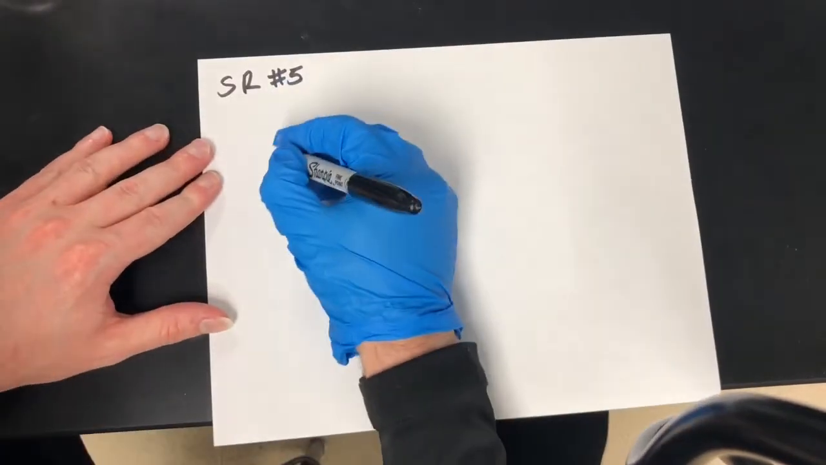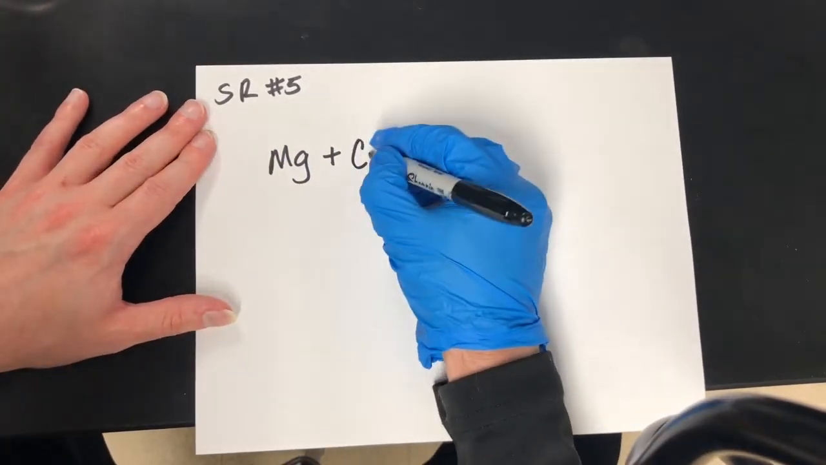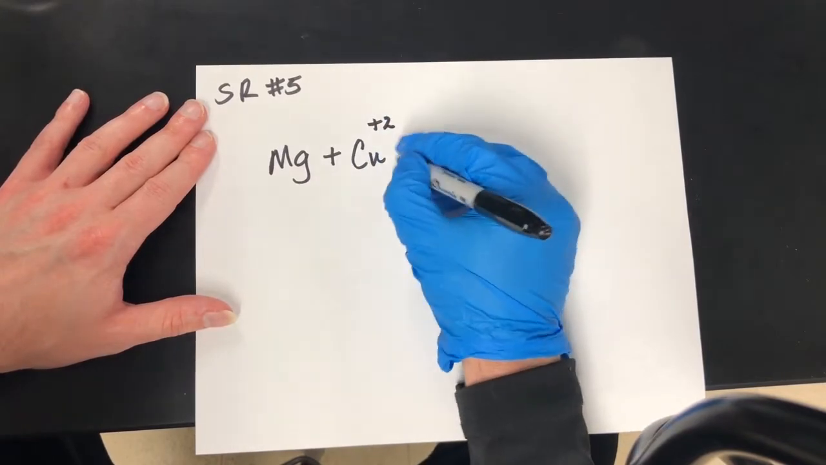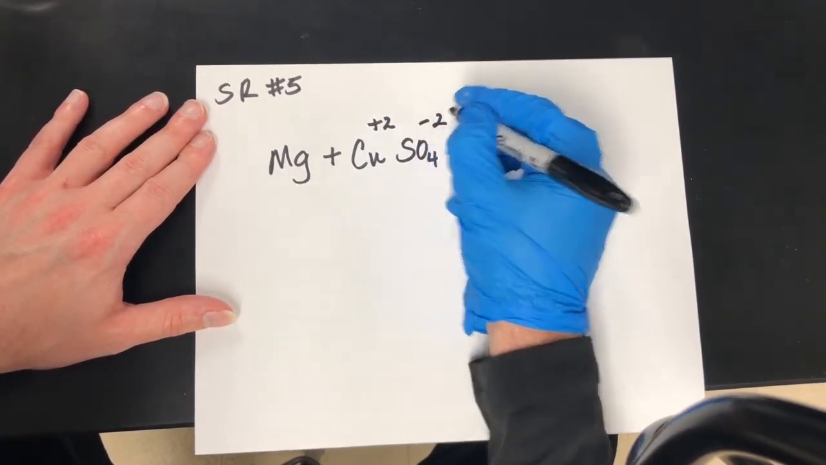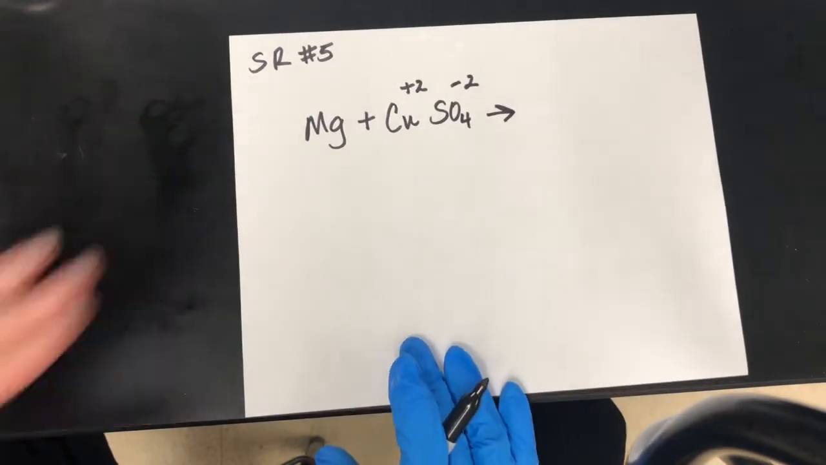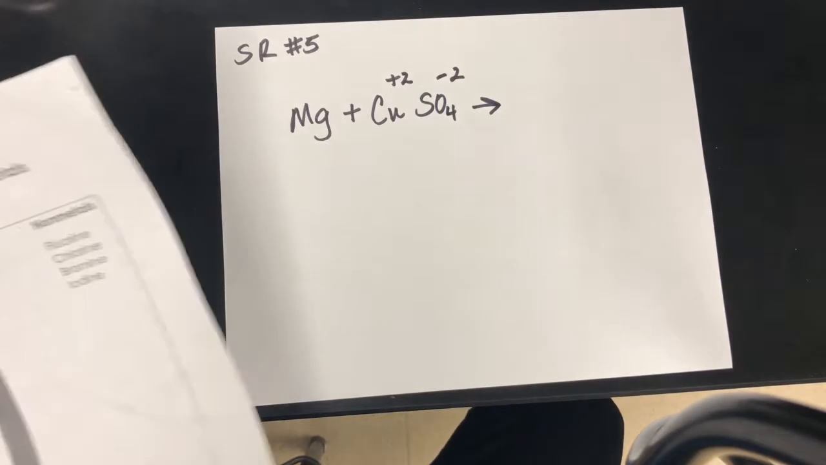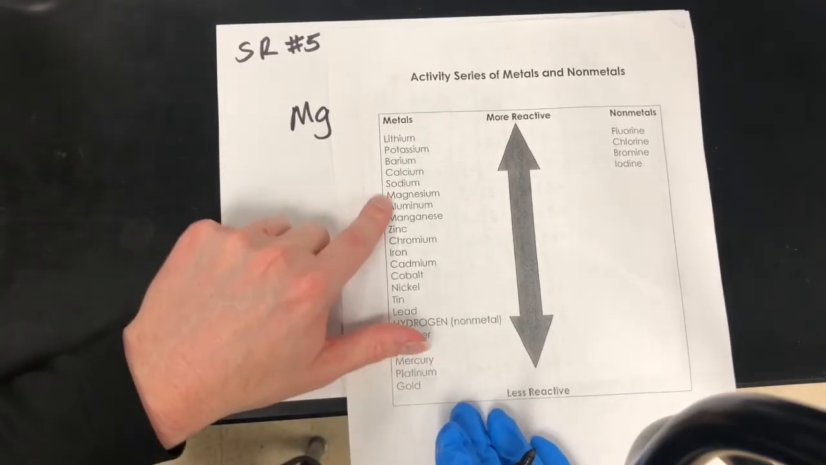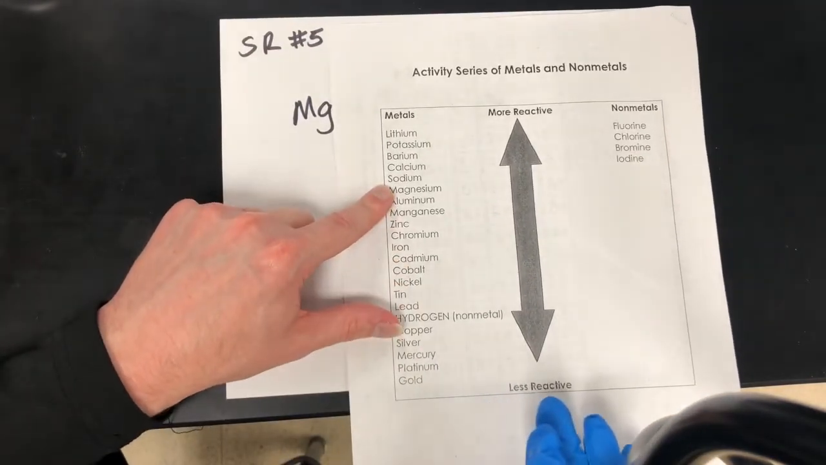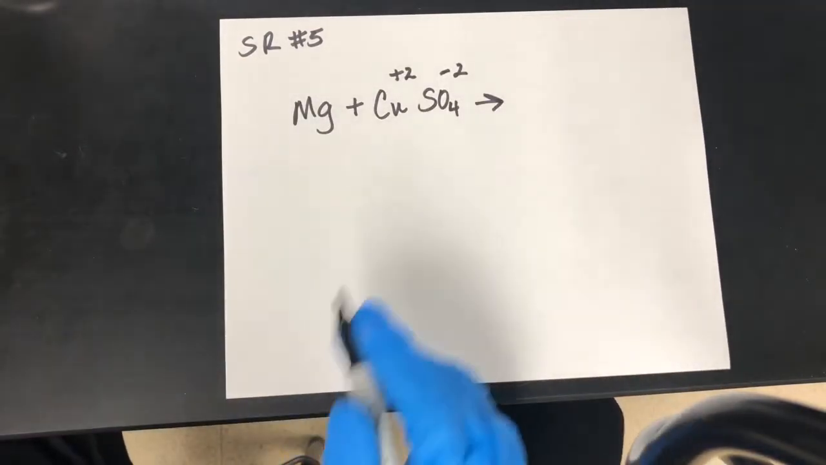Okay, so single replacement reaction number 5 says that we're going to take magnesium and we're going to mix it with copper 2 sulfate. So magnesium is Mg. Copper 2 sulfate, copper is Cu with a +2 charge. Sulfate is SO4 with a -2 charge. Now we have to use our activity series to determine if there's going to be a reaction or not. So magnesium's right here, and copper is way down here. So it's going to kick it out.